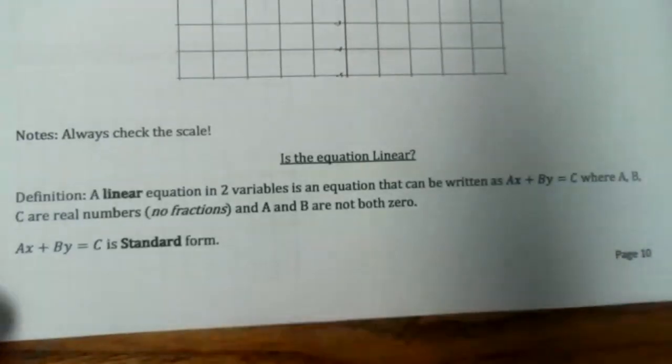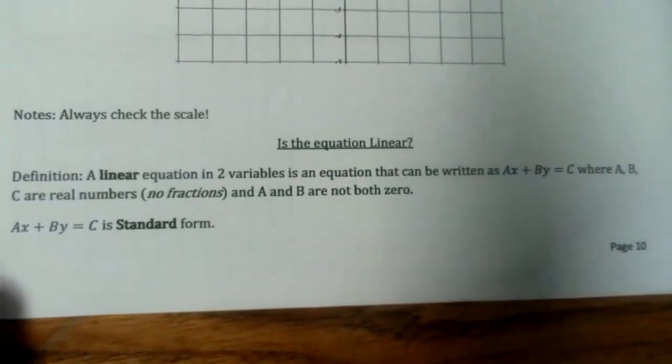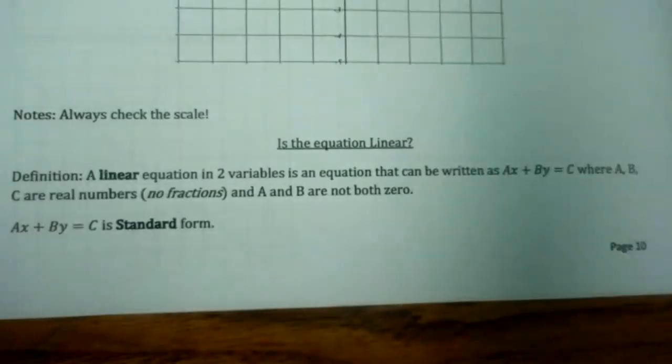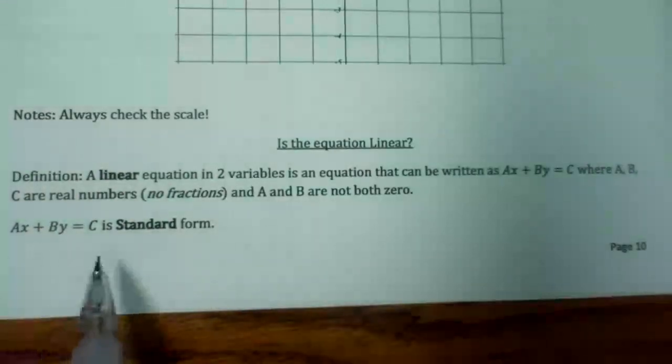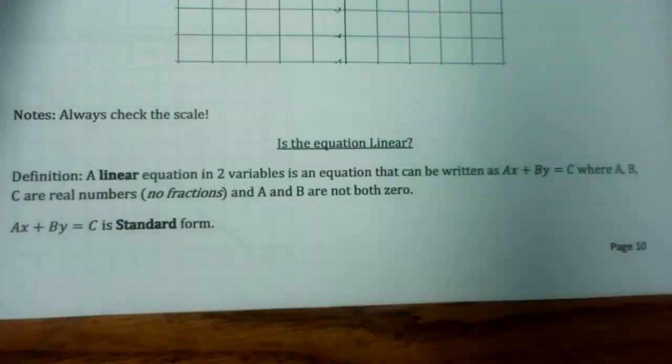All right, so is the equation linear? We talked about solving linear equations back in Module 1, Homework 1. So we're talking about what that word linear means. Linear means a straight line. A linear equation of two variables is an equation that can be written as ax plus by equals c, where a, b, and c are real numbers with no fractions, and a and b are both not zero. If they were both zero, it would just cancel out and have nothing.